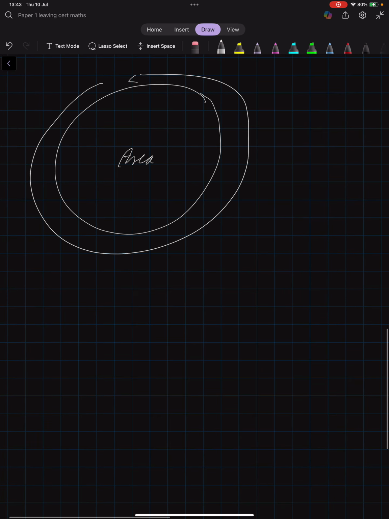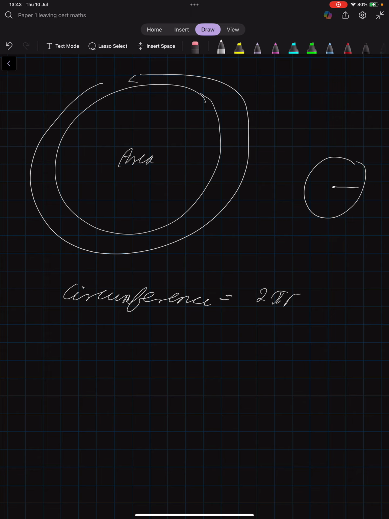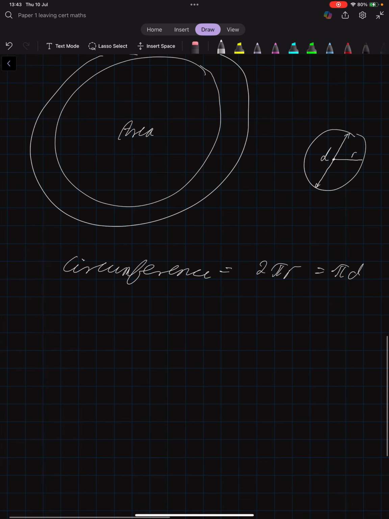So the perimeter or circumference is equal to 2 pi r, where r is the radius. Remember, in a circle, this is the radius, and this would be the diameter. So it's also equal to pi times the diameter. And then the area is just equal to pi r squared, like that. So not too bad.